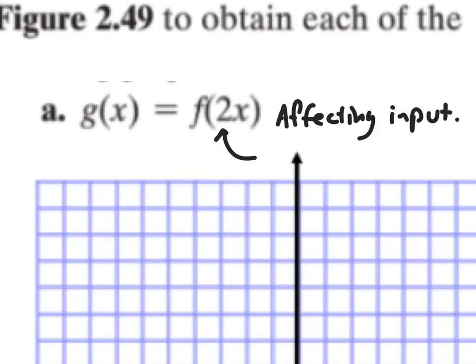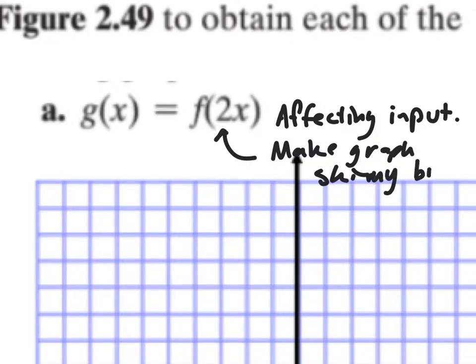Okay? And what this is going to do is make the graph skinny, but only by a factor of 1/2. So we have to do the opposite. If we're affecting the input with multiplication like this, it's going to make the graph skinny, but we're going to do that by its reciprocal, okay?